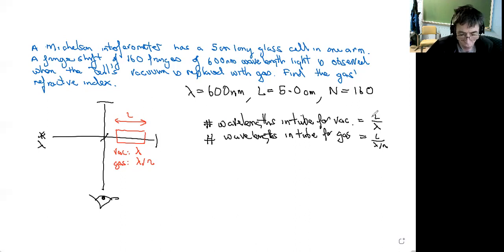Now, what we see in the experiment, what we see in the measurement, is a fringe shift. And we see that fringe shift because there's a number of wavelengths in the left-right arm of the Michelson interferometer. There's a change in the number of wavelengths in that left-right arm when we replace the vacuum with gas. So what we're really interested in is the difference between these two numbers of wavelengths. And so let's write that down.